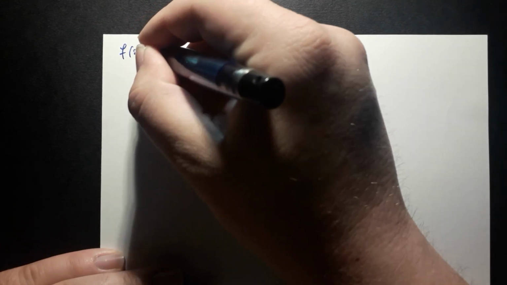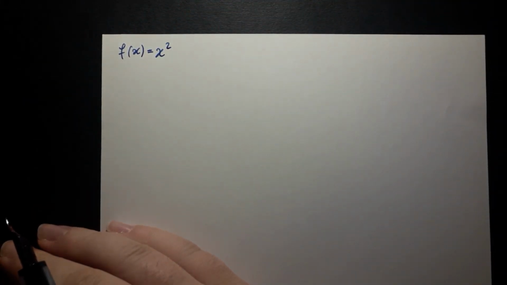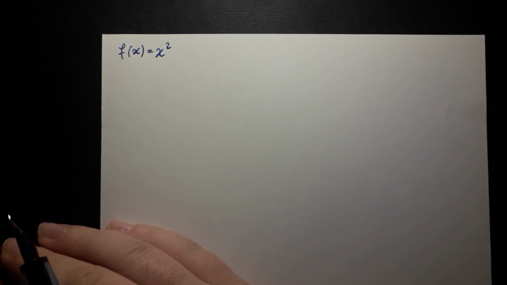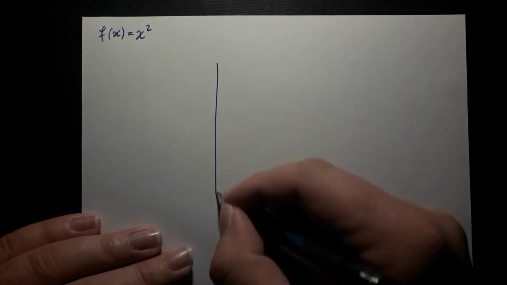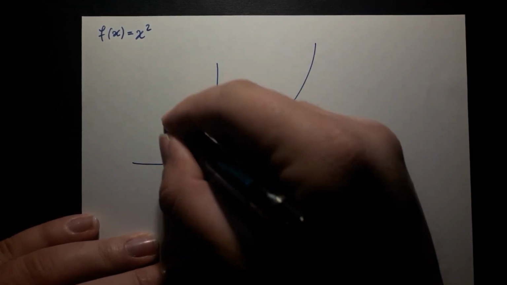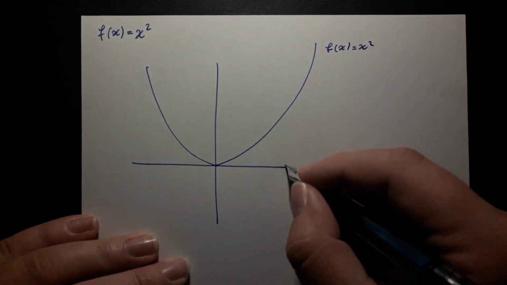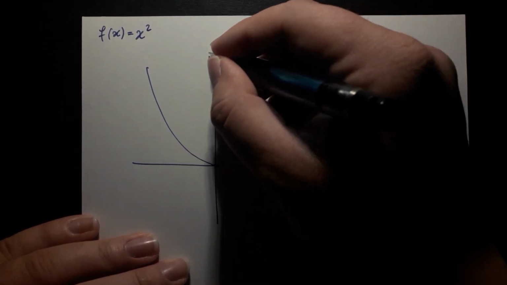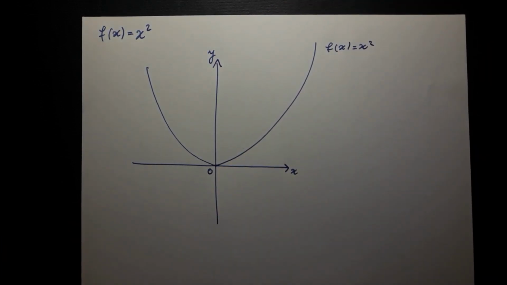The problem lies in the fact that the function f of x is equal to x squared doesn't have an inverse function on its entire domain. Let's take a look at the graph of the function f of x is equal to x squared. This is the x-axis and this is the y-axis, and we have the origin 0.